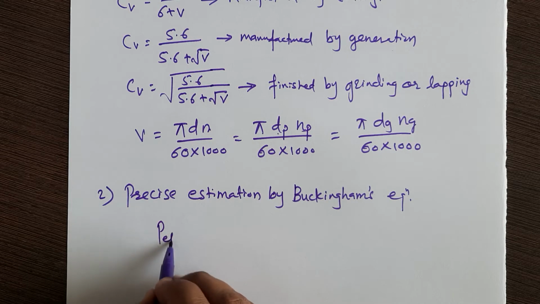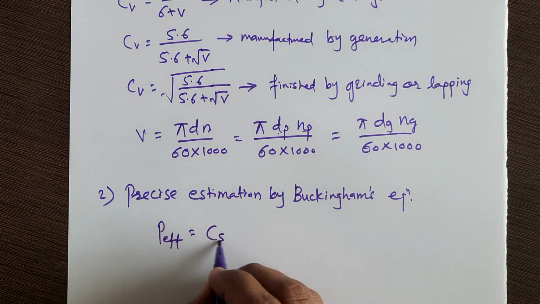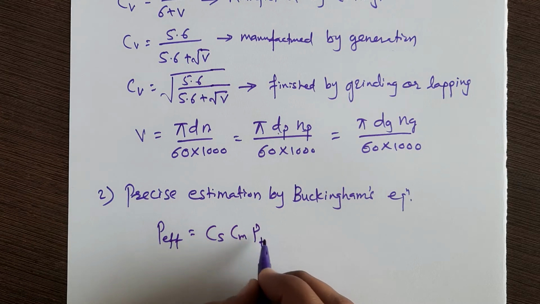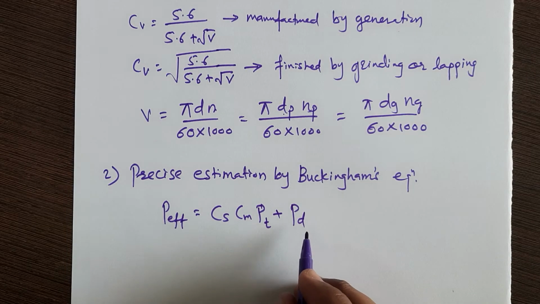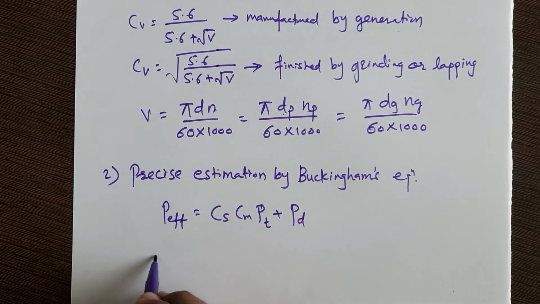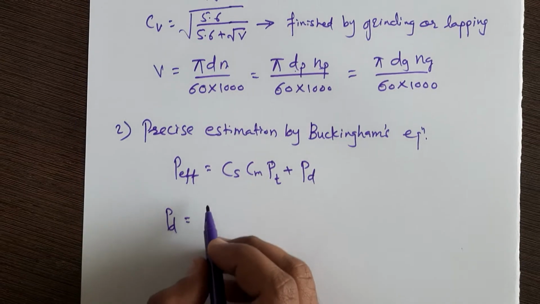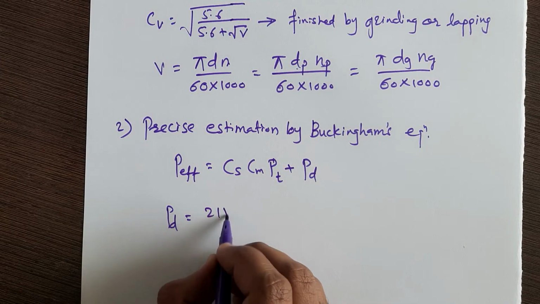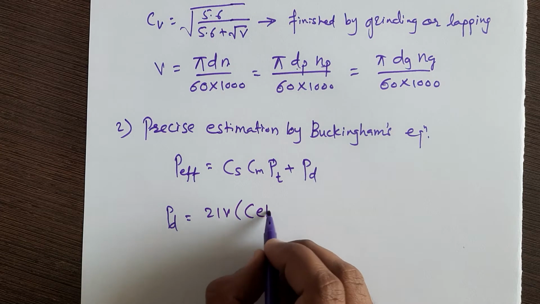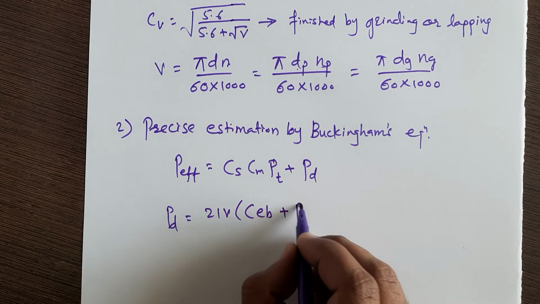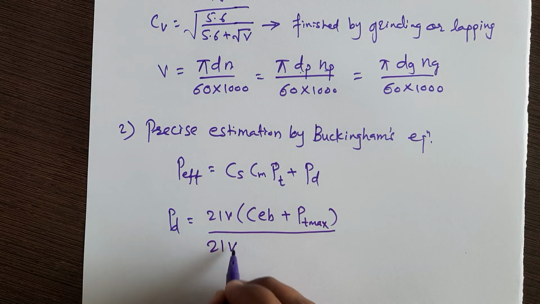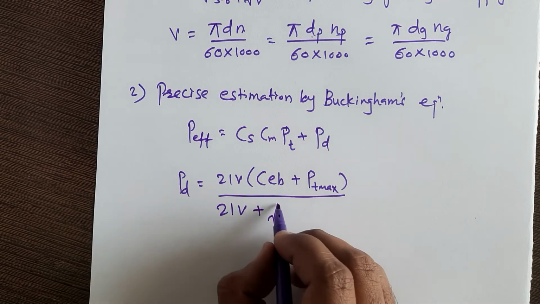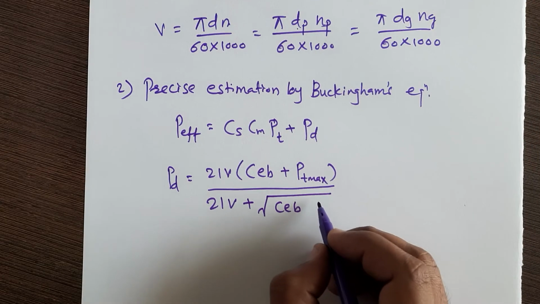will be P effective is equal to CS CM PT plus PD, where PD is nothing but the dynamic load, and the dynamic load by Buckingham's equation you have to find by considering this formula. PD is equal to, for bevel gear, PD is given by 21 V in bracket CEB plus PT max, divided by 21 V plus under root CEB plus PT max.